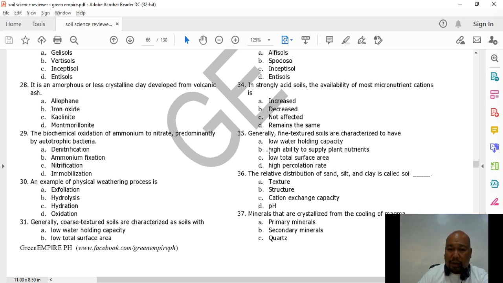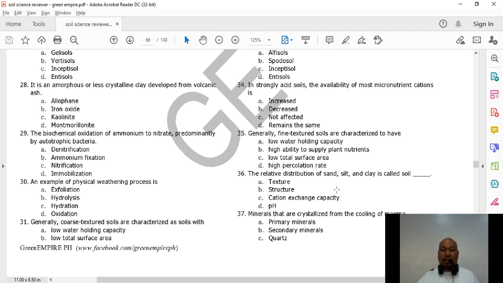So you look at two aspects here. The higher surface area means the tendency to exchange cations is higher. At the same time, in more weathered soils the ions or nutrients are more liberated. Low total surface area, this is wrong. Also, fine textured soils have a high surface area. Then high percolation rate, this is also wrong. This is wrong. Characterized to have, the correct answer should be letter B.